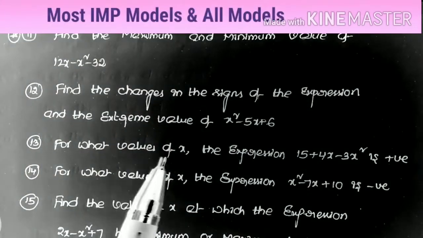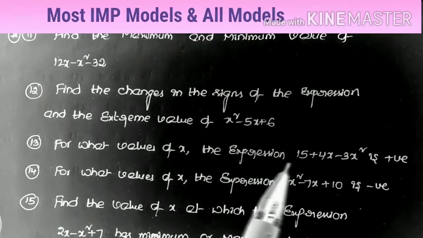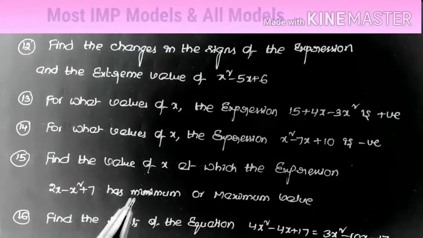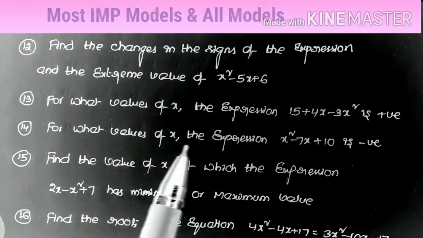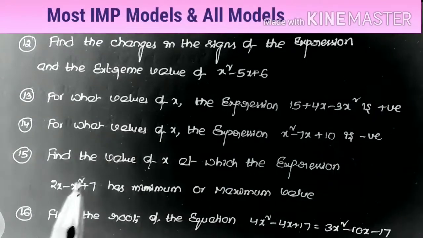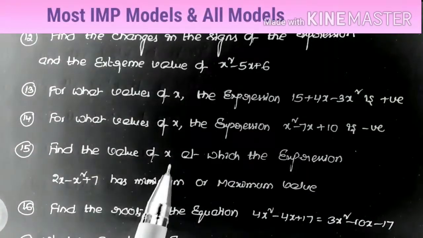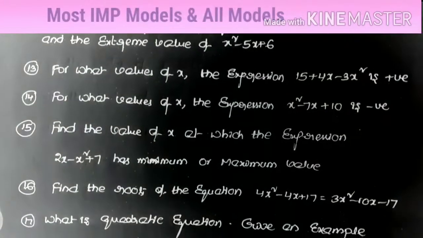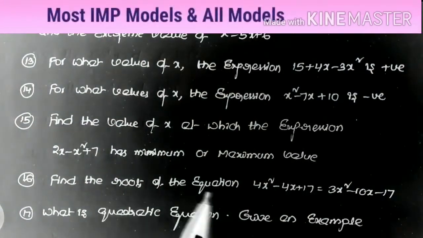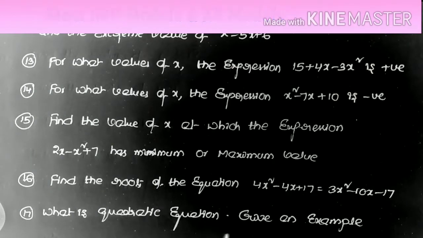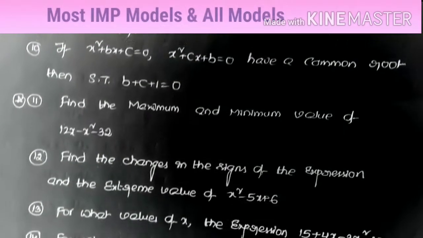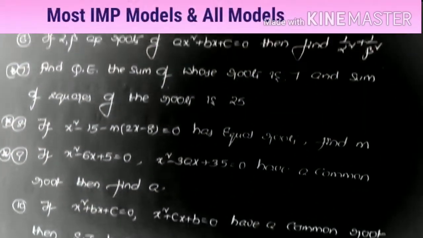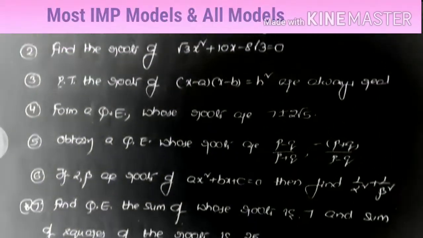And the next one, for what values of x the expression is positive. And the next one, for what values of x the expression is negative. And the next one, find the value of x at which the expression has maximum or minimum value. And the next one, find the roots of the equation. And the next one, what is quadratic equation? Give an example. And these are the only expected problems from the quadratic expressions chapter.